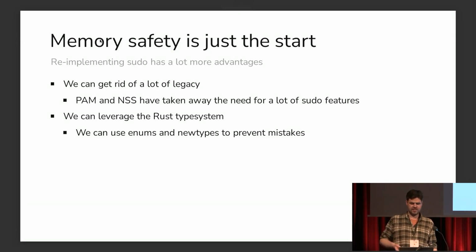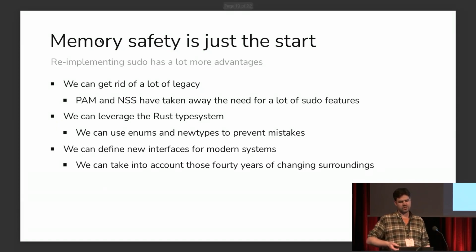Yeah, we can leverage the Rust type system a lot. Of course, we can use enums and newtypes to prevent mistakes, whereas sudo uses all these strings or void pointers or stuff like that all over the place. We can use strong typing to get a lot better strictness about what we accept and what we don't accept. And we can also define new interfaces for modern systems. So sudo has a plugin architecture, but those plugins were defined in like the 1990s somewhere, and they don't make much sense these days anymore.